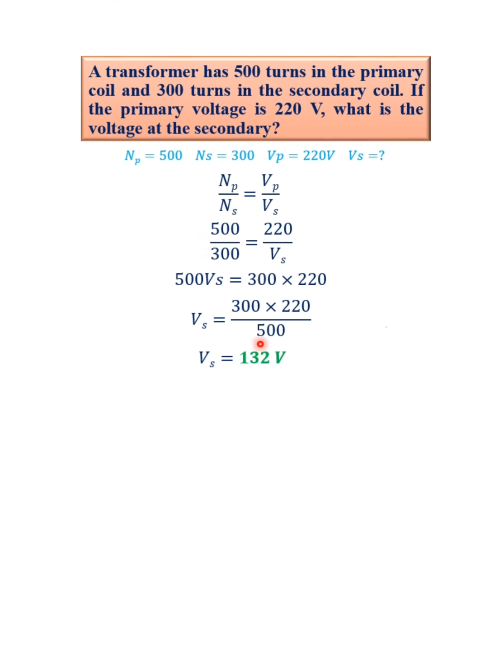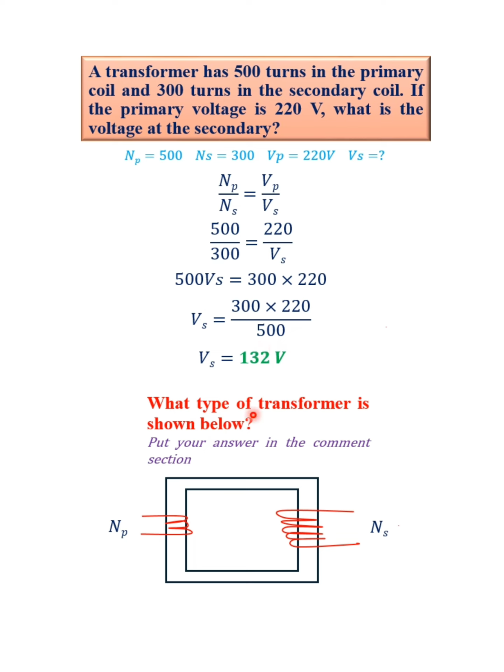If this explanation is clear enough and you understood it, then tell us what type of transformer is shown below. Put your answer in the comment section. These are the turns at the primary. These are the turns at the secondary. What do you think this transformer will do? Describe it in the comment section with a name. Is it a step up transformer or a step down transformer?